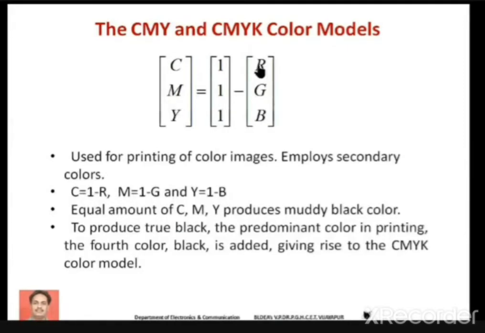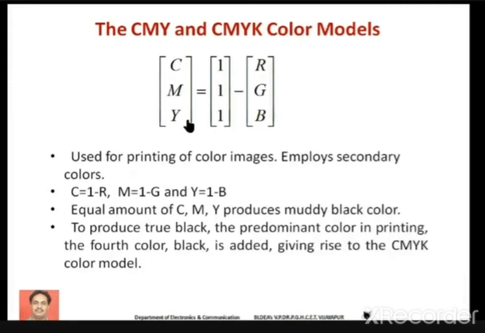So this is the equation for converting RGB to CMY. Similarly, can you think of getting the equation for CMY to RGB? It is very simple. On the left hand side you get RGB, on the right hand side you will get 1 as it is, and here you will get CMY. So these are the equations which we can use for converting from CMY to RGB and vice versa.